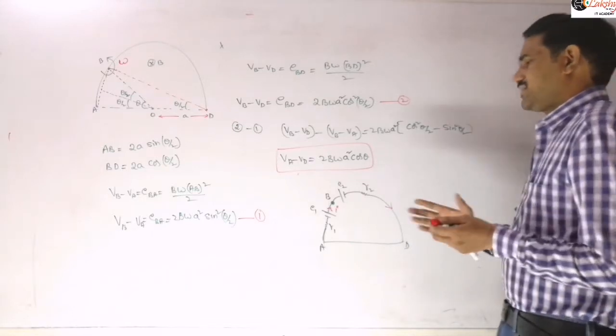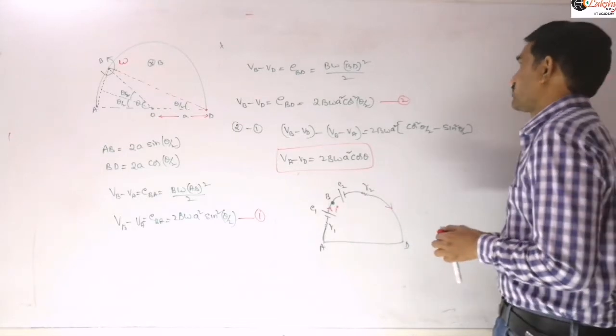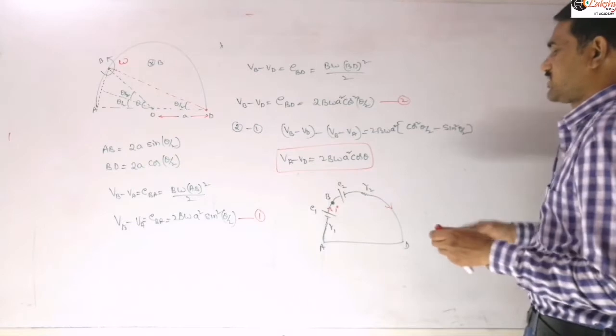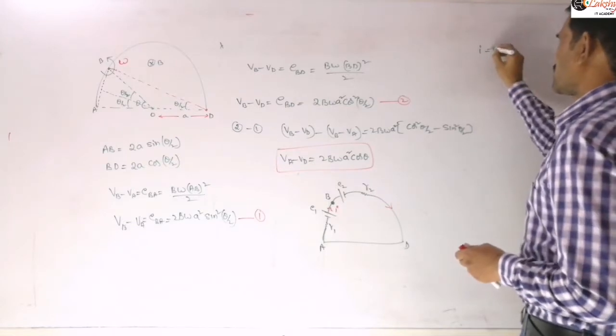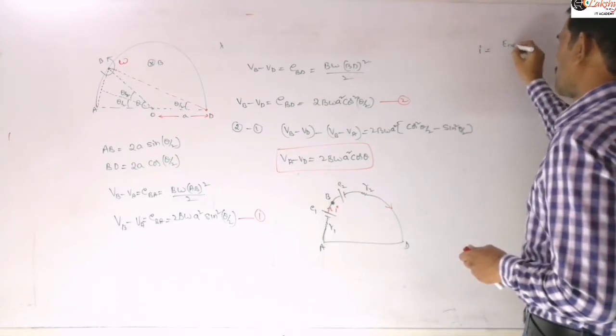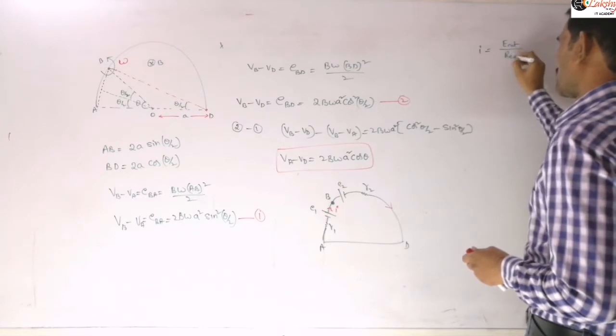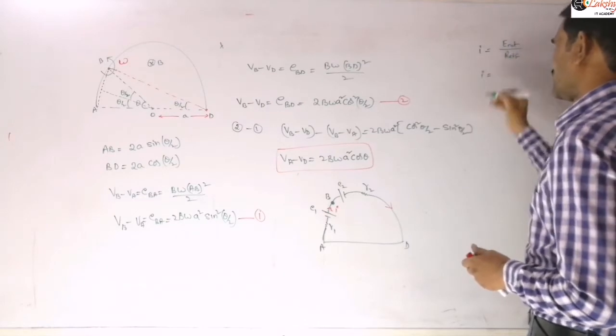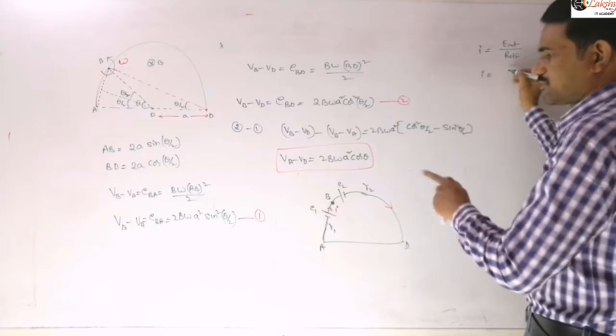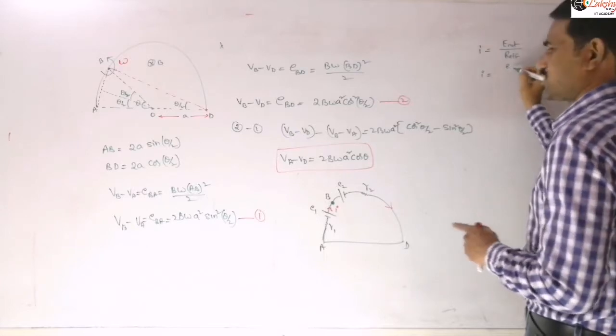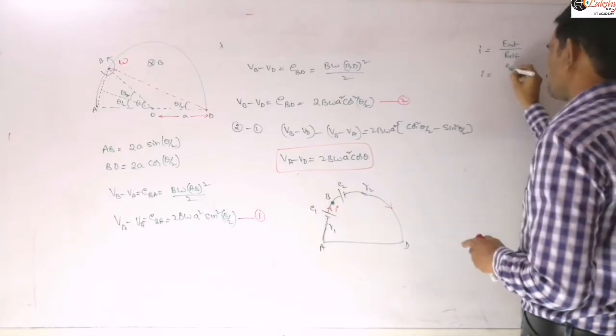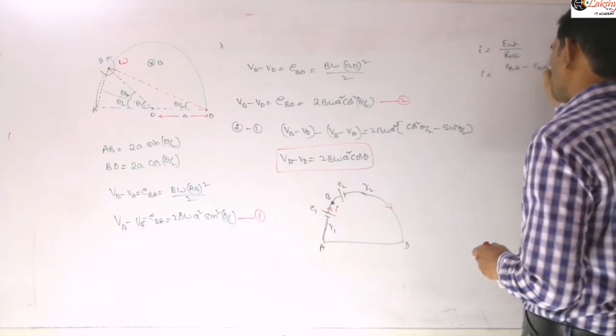Now you can do the remaining calculation here. Suppose I write the current flowing in the circuit: net EMF by effective resistance. Now the net EMF, since both are in opposite directions, E1 is nothing but EBA minus EBD.